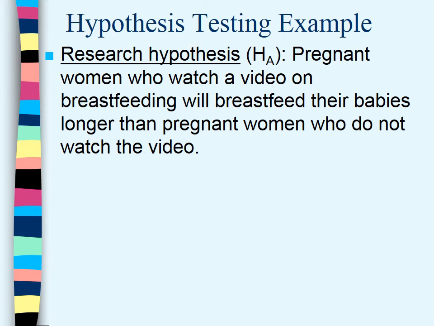So, back to talking about hypothesis. Remember, HA is your research hypothesis. I always remember the A as the alternative, whereas HO is your null. But here's a research hypothesis example. Pregnant women who watch a video on breastfeeding will breastfeed their babies longer than pregnant women who do not watch the video. And so this is a research hypothesis that we want to test.